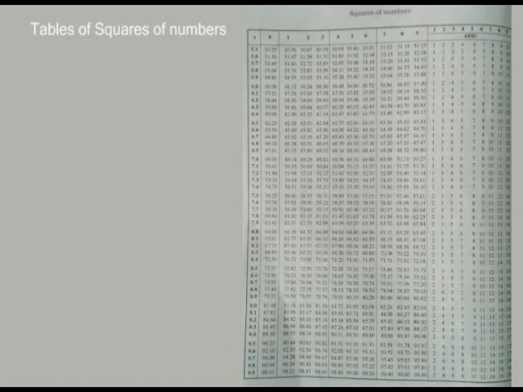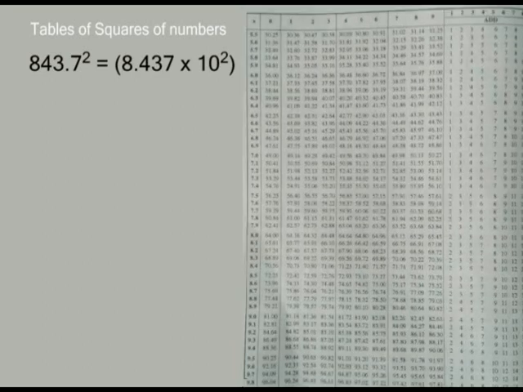Now we have seen that the tables give square values for numbers between 1.000 and 9.999. What about numbers greater than 9.999? In such cases, we simply express the numbers in standard form. For example, 843.7 squared. We first express it in standard form, so we have 8.437 times 10 raised to power 2. Then everything is squared. Proceed now and read the squares.